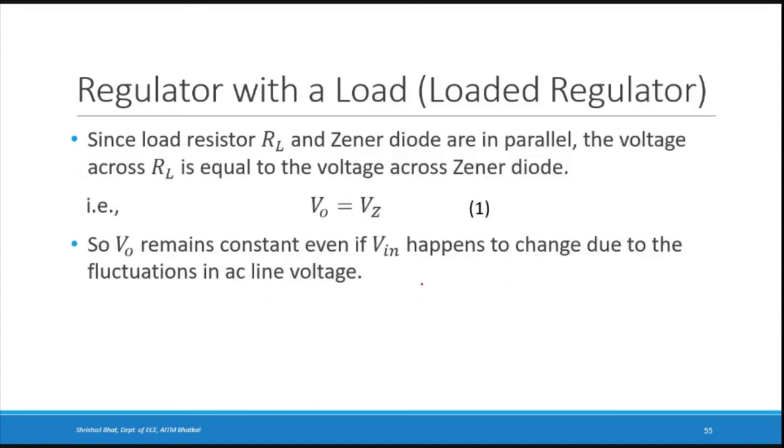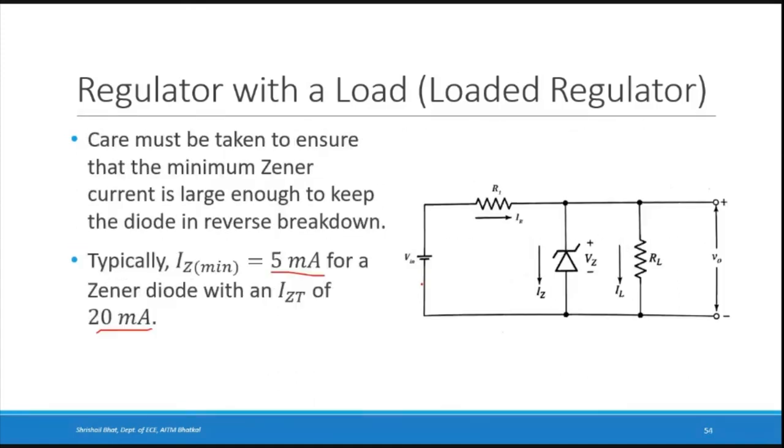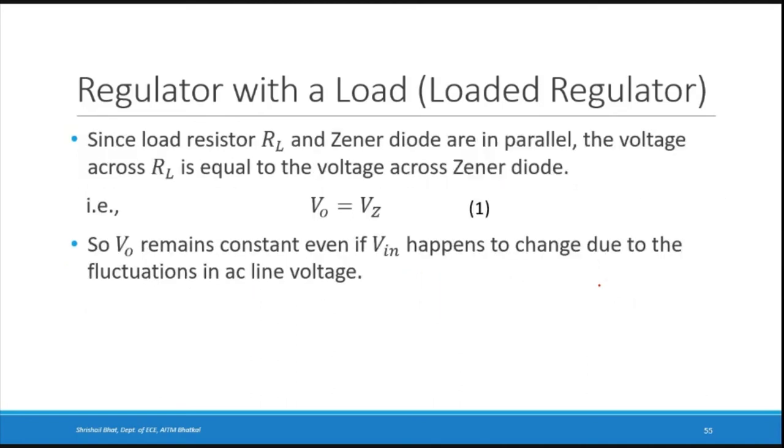Since load resistor RL and Zener diode are in parallel, what is the voltage across the Zener diode? It is Vz. So that voltage is the same as the voltage across the load. What is the voltage across the load? That is V0. This output voltage is derived from Zener voltage. That means output voltage is equal to the Zener voltage, right? So instead of taking it directly across the Zener diode, we have connected a load, but across the load, the voltage V0 is the same as the breakdown voltage of the Zener diode.